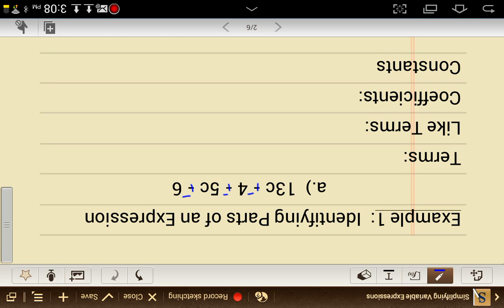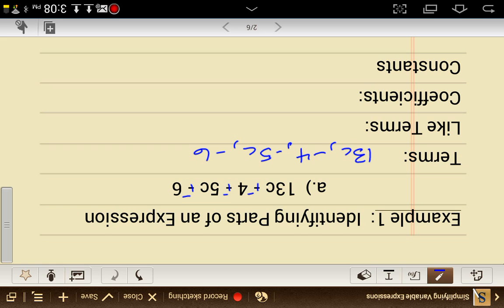So for my terms, I have 4 terms in this problem. I have the 13c, and I'm just going to list them. I have the negative 4, so it's not minus 4. That minus 4 means negative 4. Okay, minus 4 and plus negative 4, same thing, so you have to account for that. Negative 4, negative 5c, and negative 6. Those are my terms. I have 4 terms, separated by my plus or minus signs.